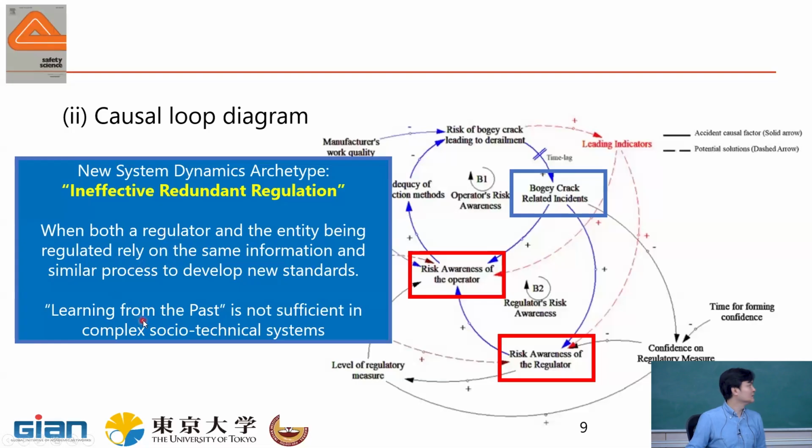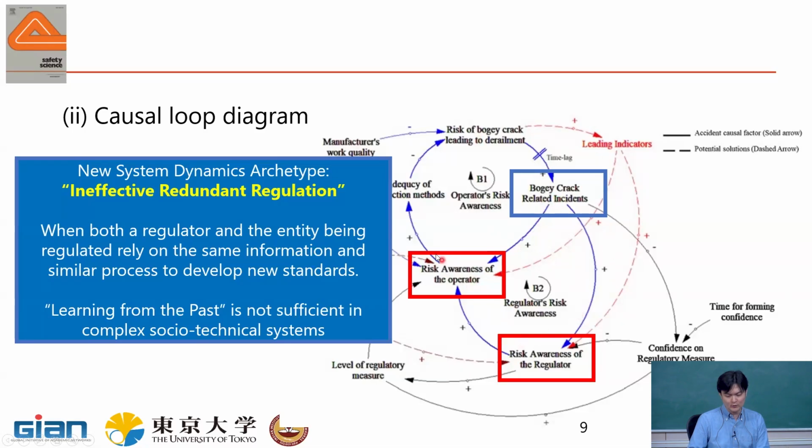Learning from the past is what this case study really showcases: no matter how proactive you are in learning from the past, as systems get more and more complex, as relationships get more and more complex, as the interorganizational complexity increases, this approach of learning from the past will not be sufficient in a complex socio-technical system.